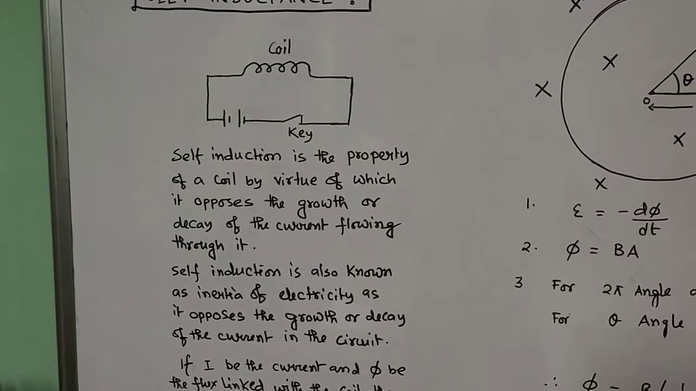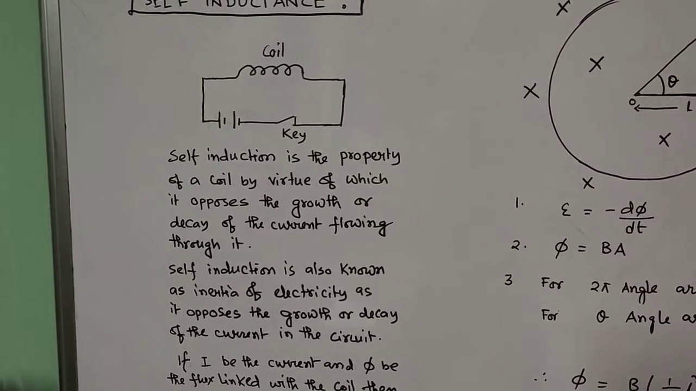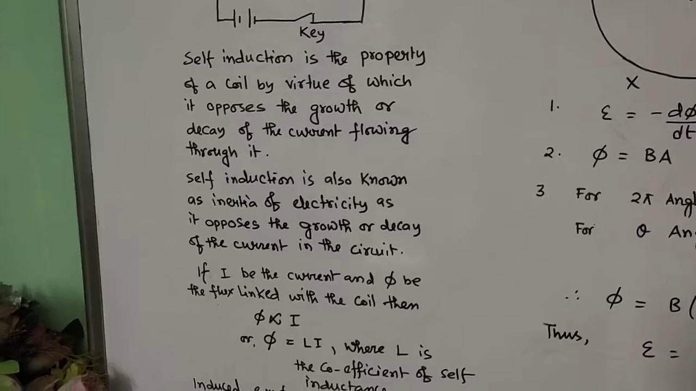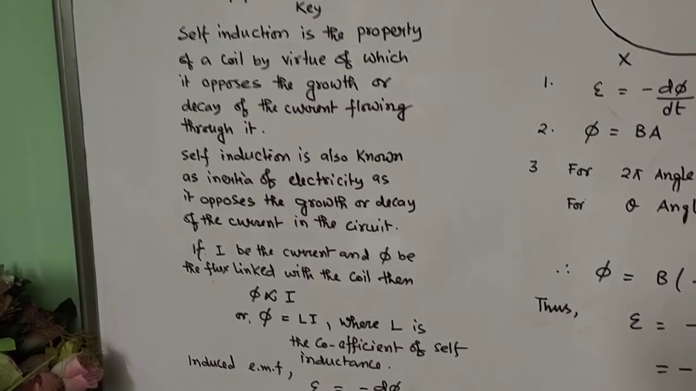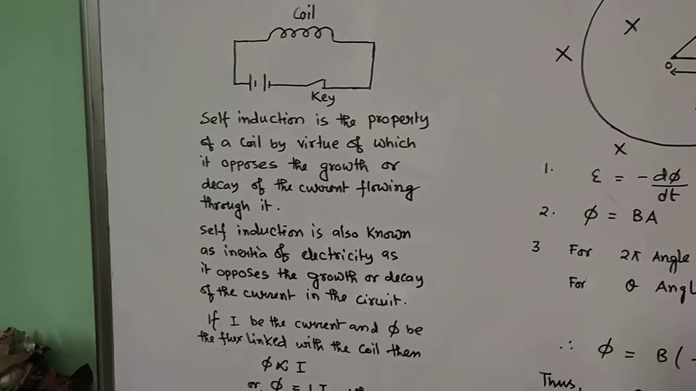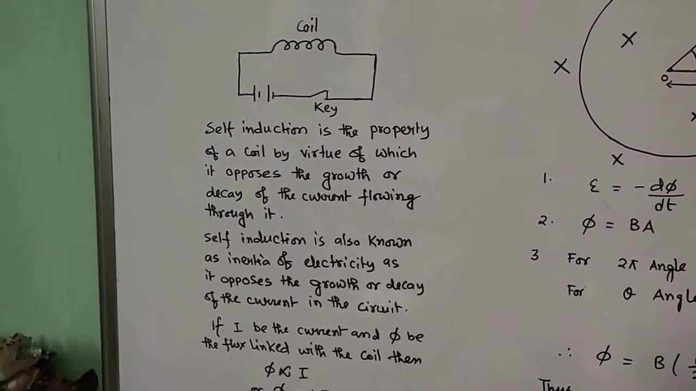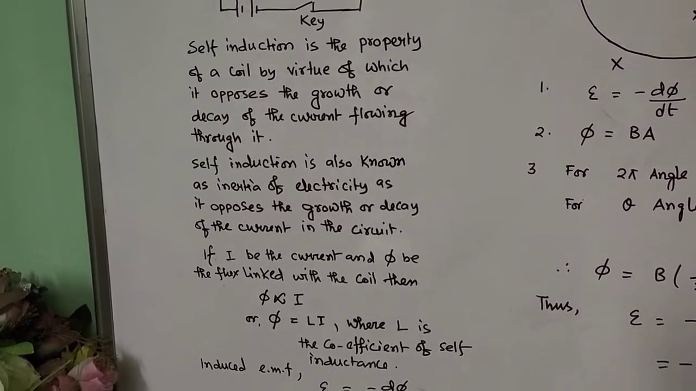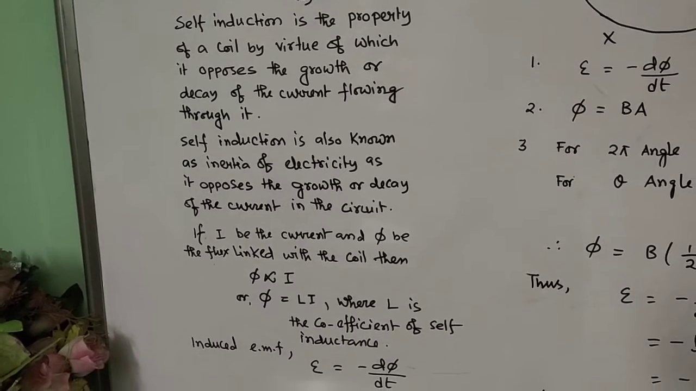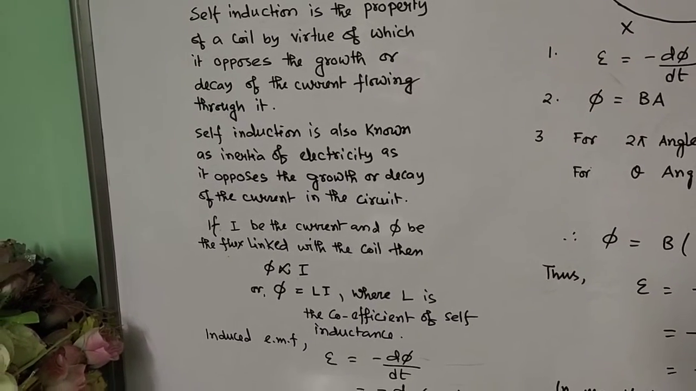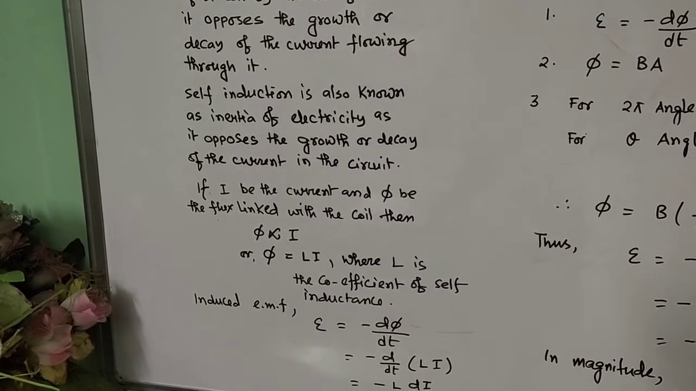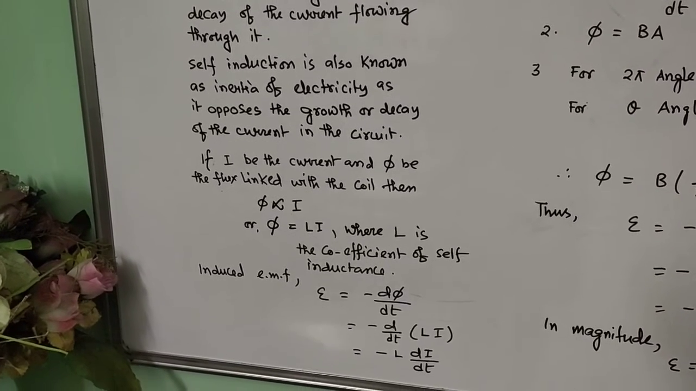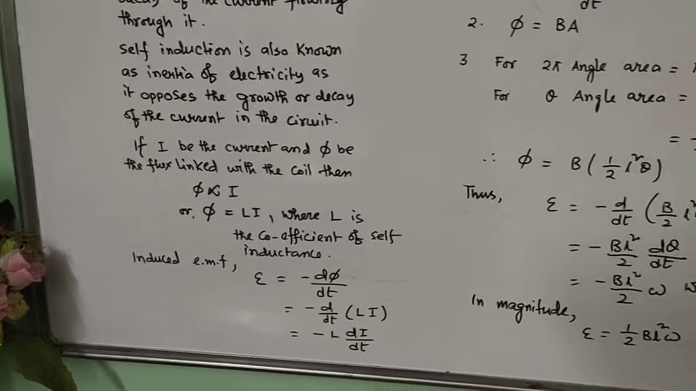Let me repeat. Self-induction is also known as inertia of electricity, as it opposes the growth or decay of the current in the circuit. Now the mathematics part. If I is the current and phi is the flux linked with the coil, then definitely phi is proportional to I. If the rise in current is high, flux is also high. So phi is proportional to I, and to make it equal, you have to bring in one constant, where L is the coefficient of self-inductance, phi equals L I. Induced EMF E equals minus d phi by dt, equals minus d by dt of L I, so minus L dI by dt. So this formula is very important for the numerical.